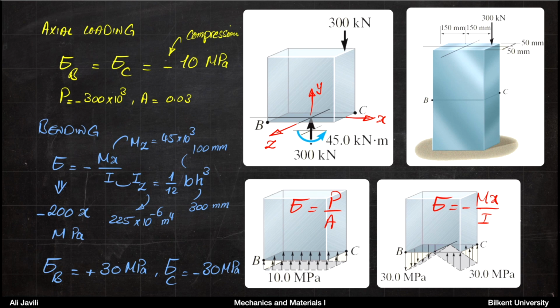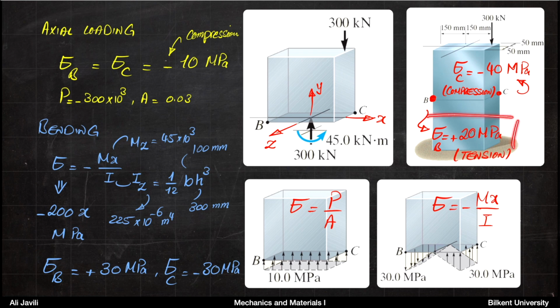Okay, now if you look at the bending problem, the stresses at points B and C are plus 30 and minus 30 megapascal respectively. For the compressive loading, they were both minus 10 megapascal. So what you need to do is to just add them carefully, and you end up with 20 megapascal tensile for point B and minus 40 megapascal, or 40 megapascal compressive stress, for point C.